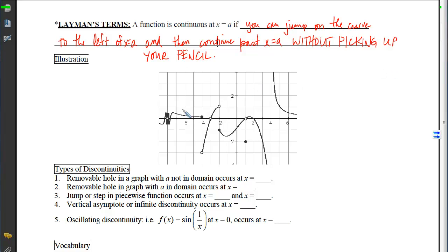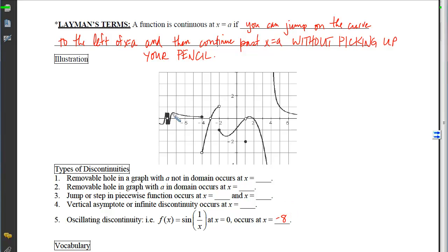So if we look at this particular illustration here, we can see that there are several places where we have to pick up our pencil. And when we pick up our pencil, we have encountered a discontinuity, and there are several different types. So if I'm traveling along here, I see that I start to do this crazy wild oscillation, and right at -8, I've got a weird hole, and it stems from an oscillation. So in this case, we have an oscillating discontinuity happening at -8.